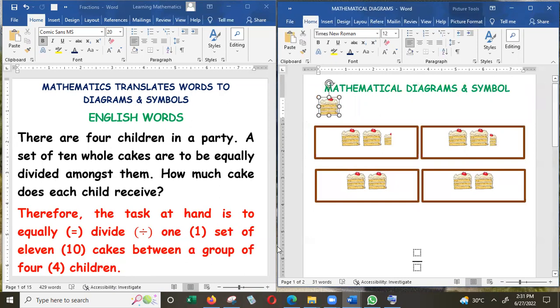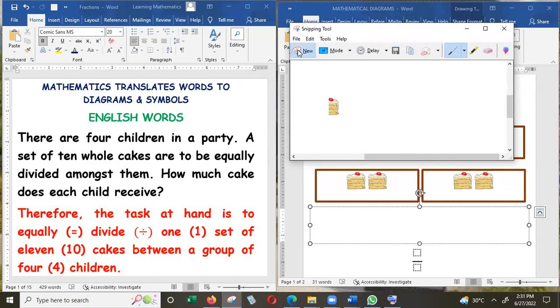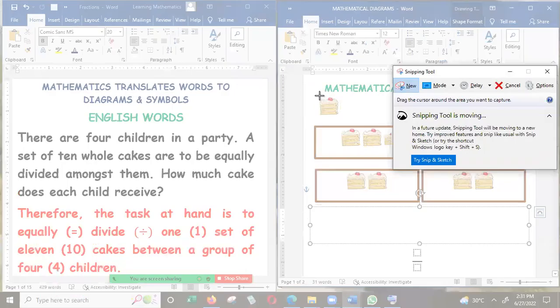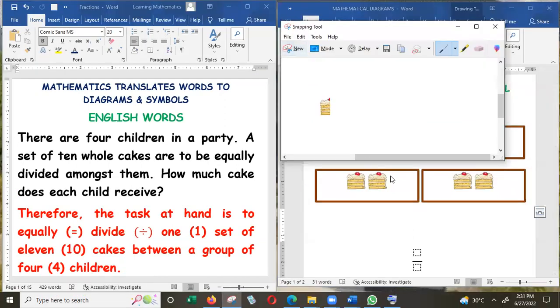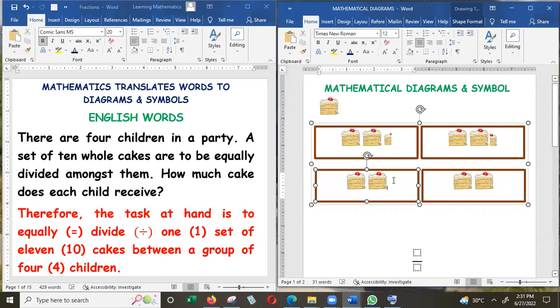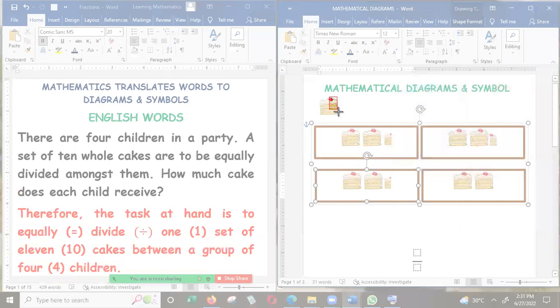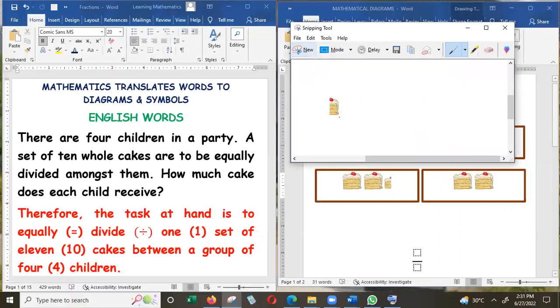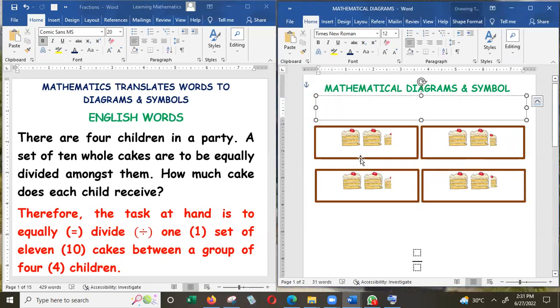And then the last cake, we can repeat the same process. We can cut it in half. Give that third child half. And give the 4th child half. So voila, here we have it. Each child received 2.5 cakes.